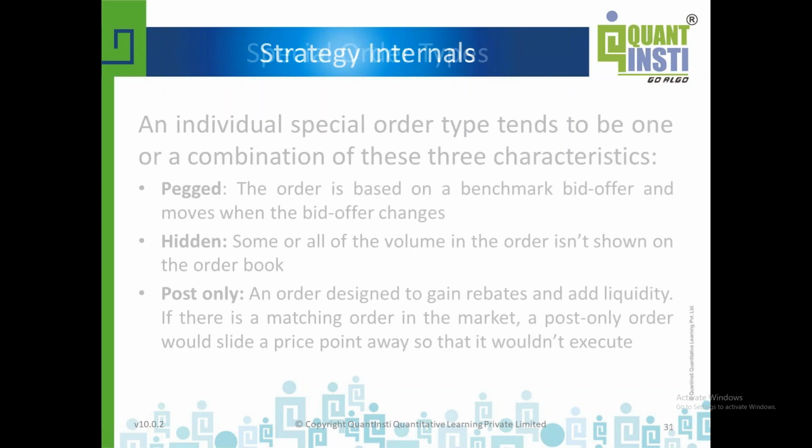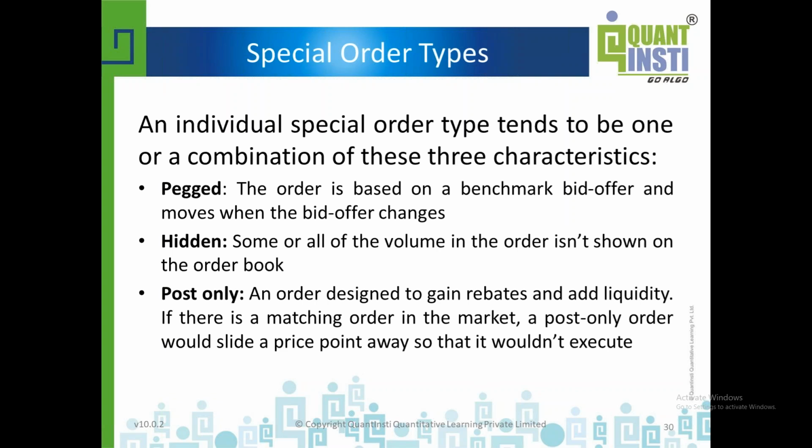So post only is an order that's basically designed to gain rebates, right? It adds liquidity, and the benefit of this post only is that if you send a post only order and the price is such that it will get immediately executed, then because it's a post only order, by the very design of it, the exchange will not get it executed, it will slide the price point away so that it won't execute, right?